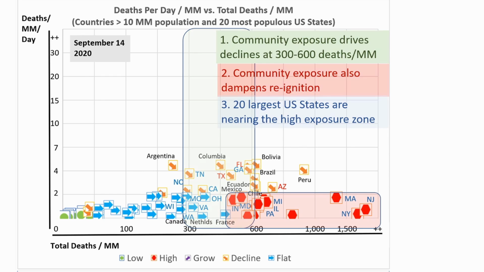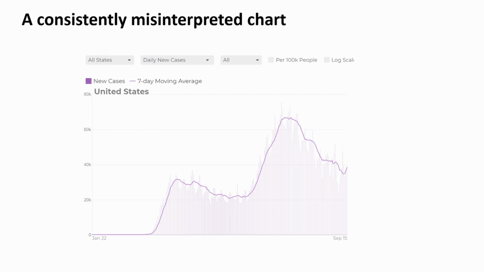So what about the third point? The fact that the 20 most populous states are nearing a high exposure zone. What does that mean? That means in the US, we're going to continue to see declines in infections and deaths in a way that both will soon reach a new low. Many may find that prediction surprising. Many people's views of how the pandemic is progressing are misinformed because of a misinterpretation of this chart.